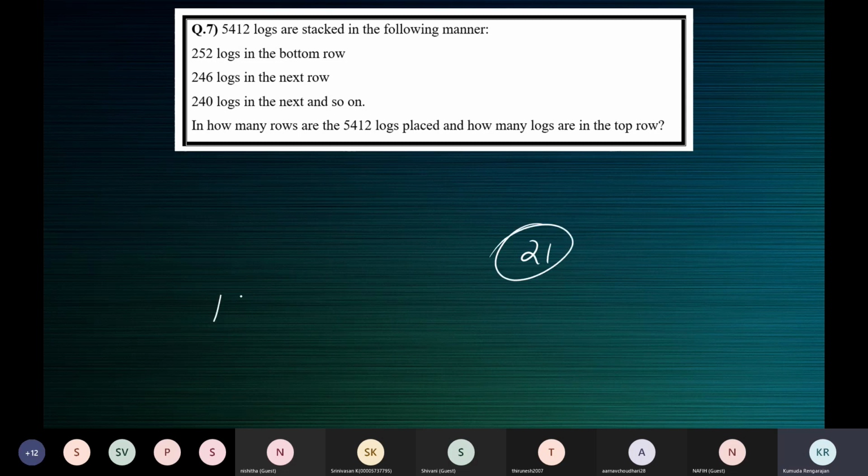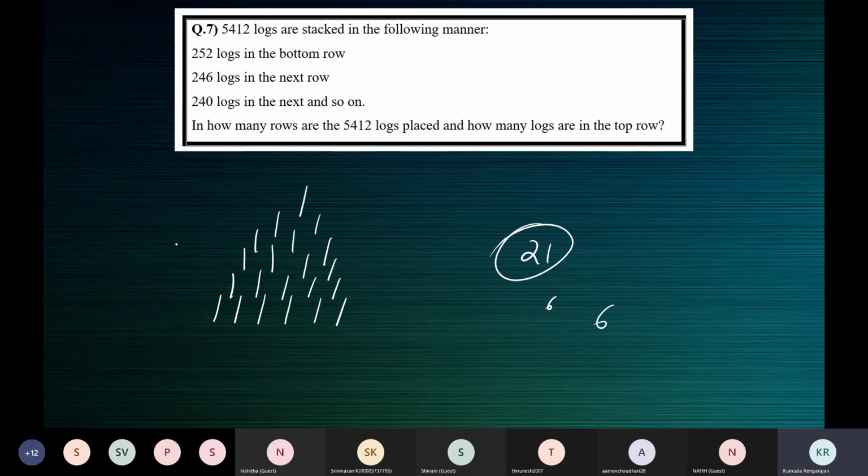We start like this. 1, 2, 3, 4, 5, 6. So 6 logs we have stacked. Then 1, 2, 3, 4, 5. Now 11 logs we have stacked. 1, 2, 3, 4. Now 15 logs we have stacked. We still have 6 remaining, right? 1, 2, 3. Then 1, 2, and 1. Now we are done with all the logs. We have stacked all the logs.